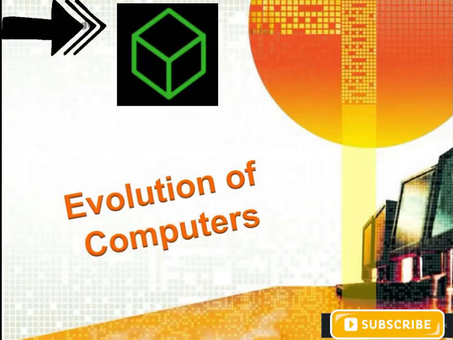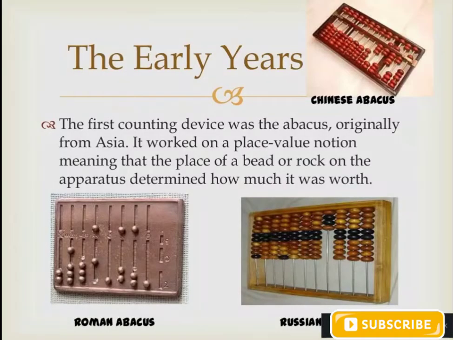Evolution of computers. The early years. The first counting device was the abacus. Originally from Asia, it worked on a place value notation, meaning that the place of a bead or rock on the apparatus determined how much it was worth. You can see the first one is a Roman abacus and the second picture is of a Russian abacus.